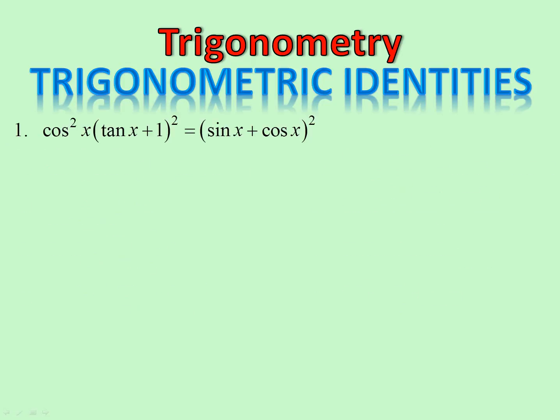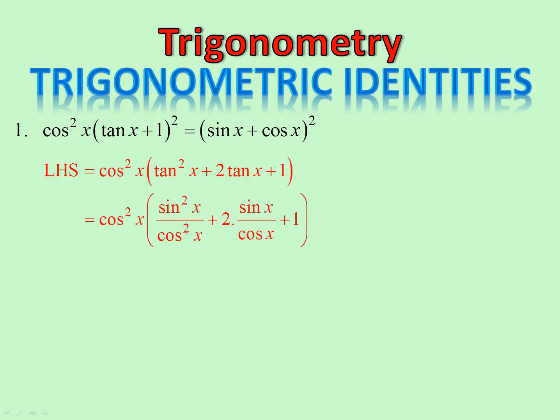Okay, let's look at the first one. Left-hand side, more complex because it has tan. I'm going to have to do algebra. So I've multiplied out the left-hand side. Squared the first, multiplied the two together and doubled, squared the last. Now I'm going to change to sine and cos. There we are.